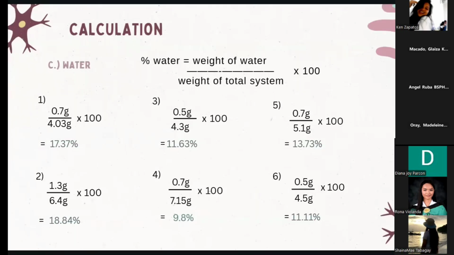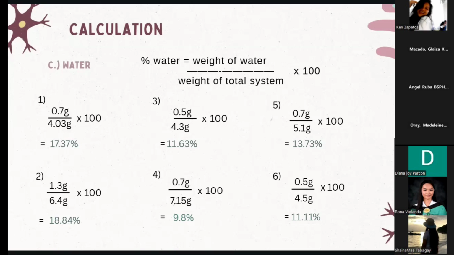For the percentage weight over weight of water, we follow the same formula: weight of water over weight of total system multiplied by 100. The same procedure was done to convert the water from ml to grams using 1 gram per ml for its density. So for system 1, 0.7 grams divided by 4.03 grams multiplied by 100 gives us 17.37%.